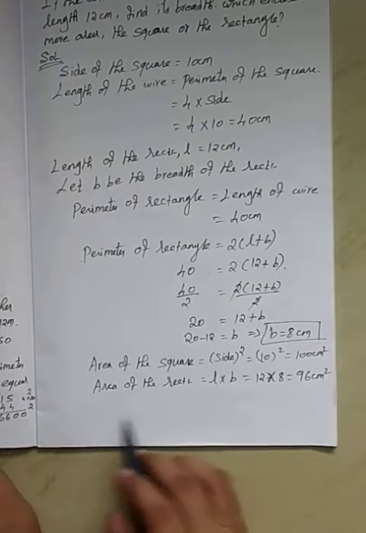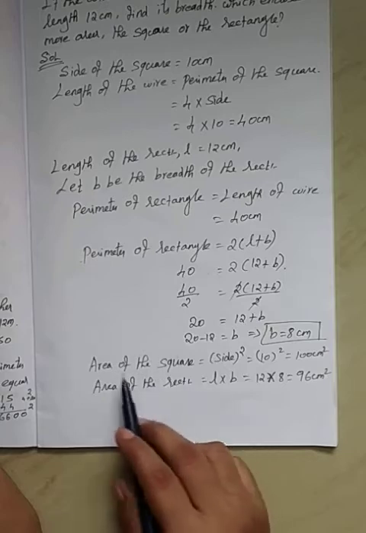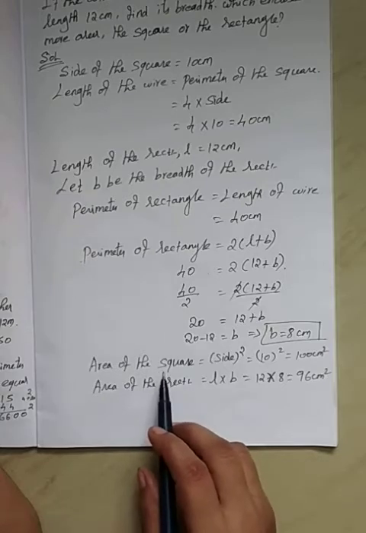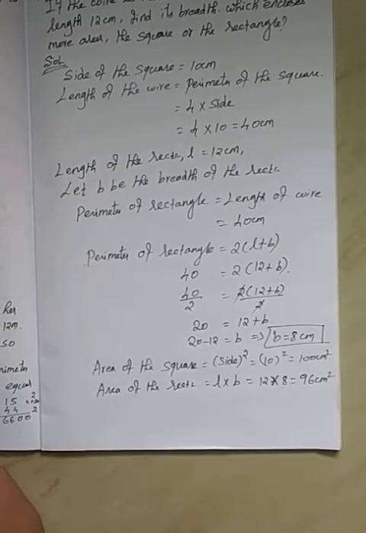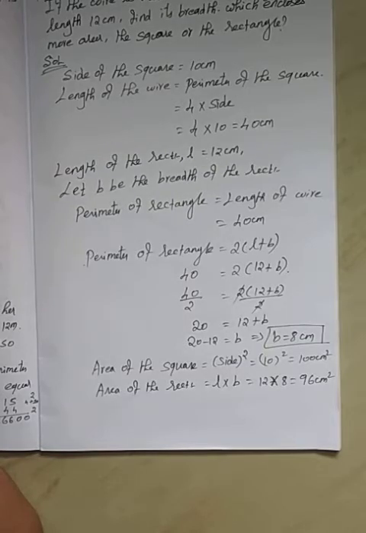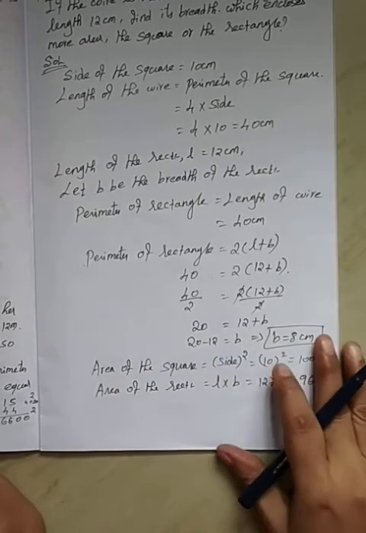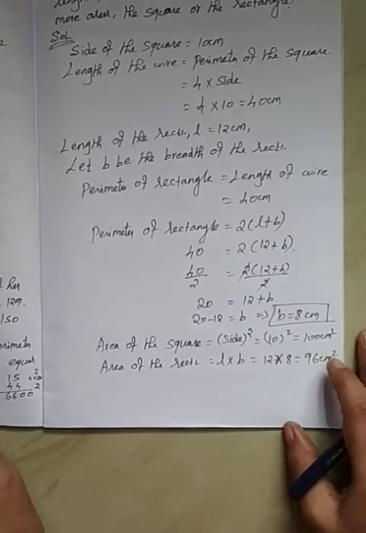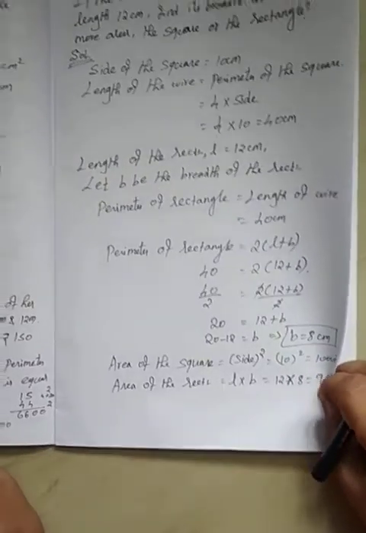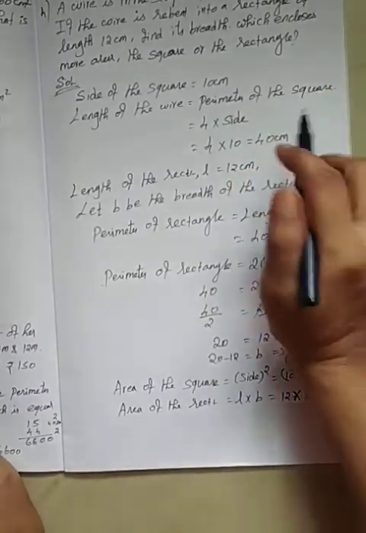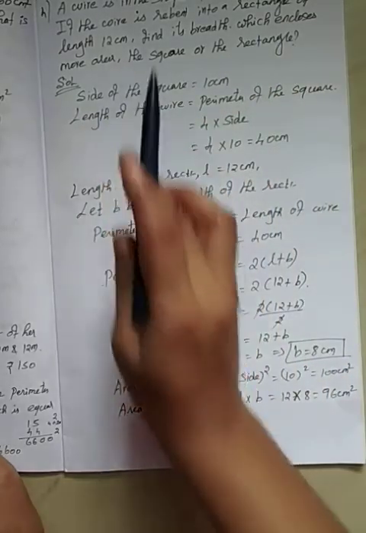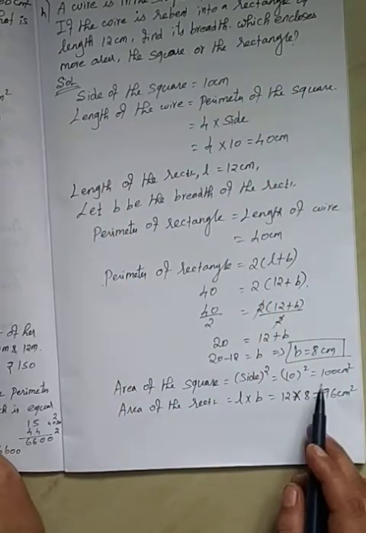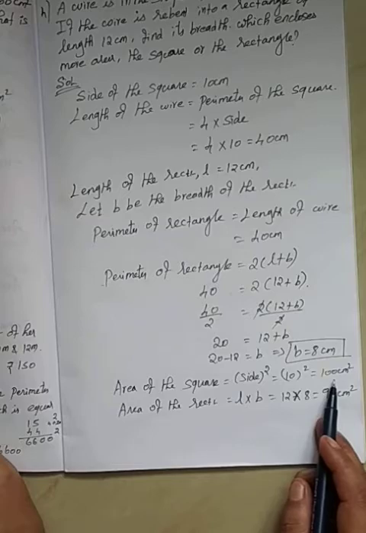See, which one is it? The square. So the square encloses more area, even though its perimeter is the same as that of the rectangle. So you have to write this. Which encloses more area? The square. Okay, the square encloses more area.